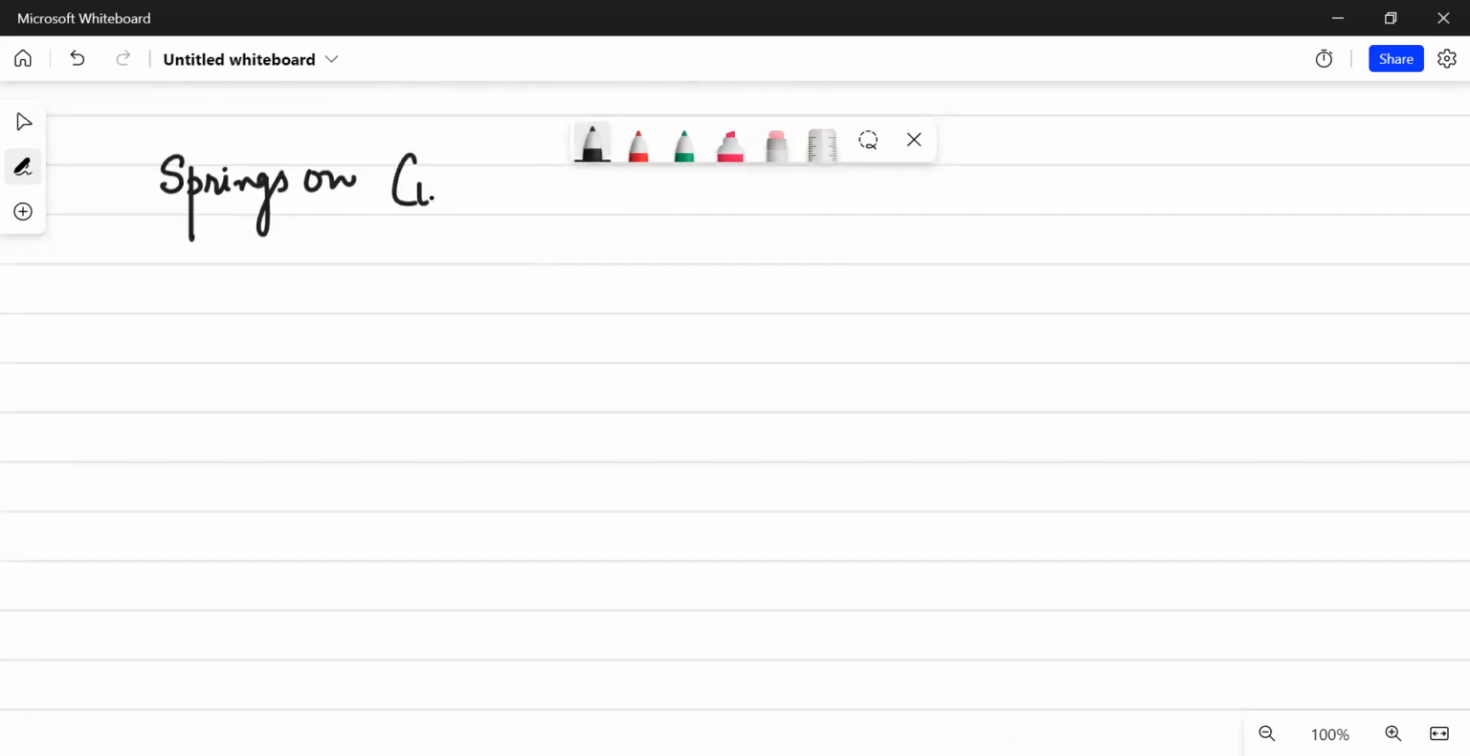So, springs on a circle. So now if we change the case a little, rather than being on one line, I'm now using two identical masses.